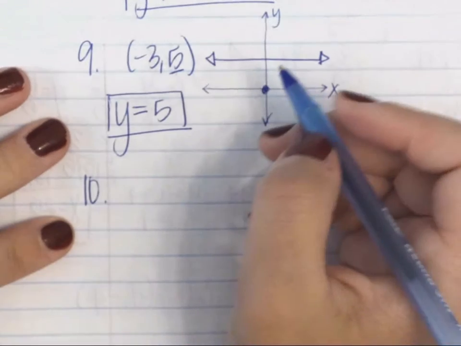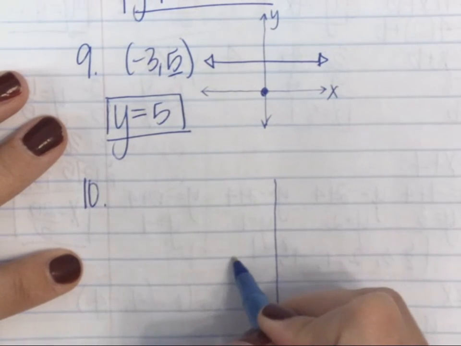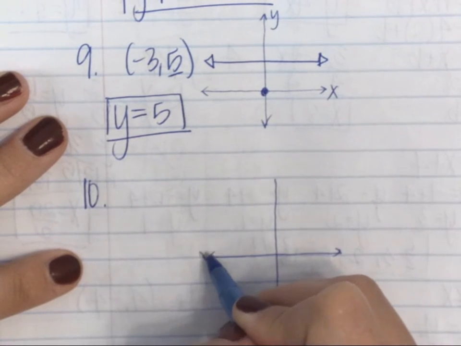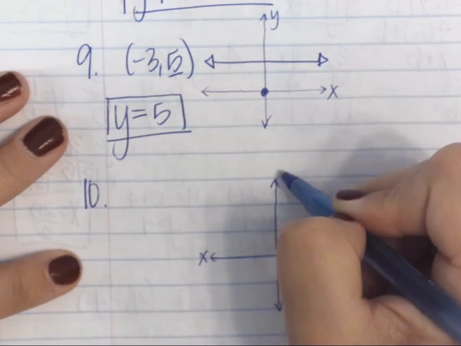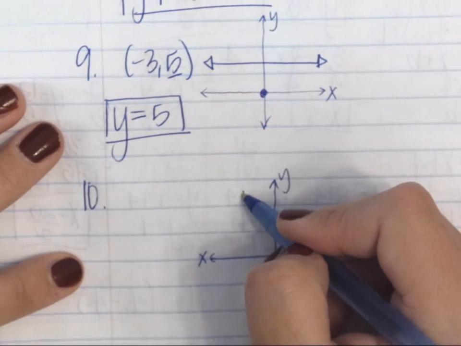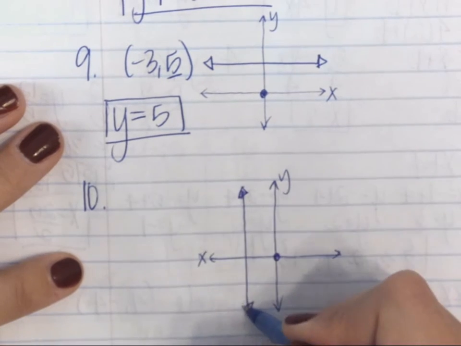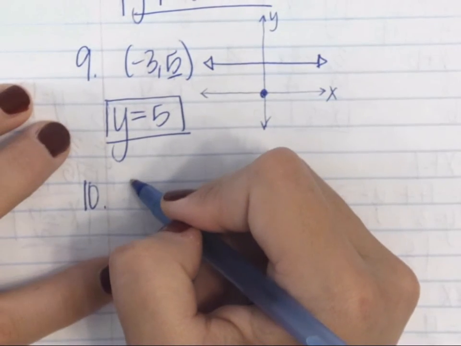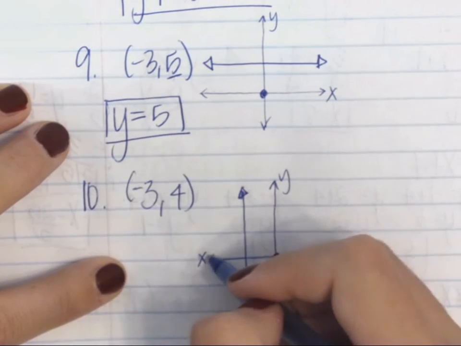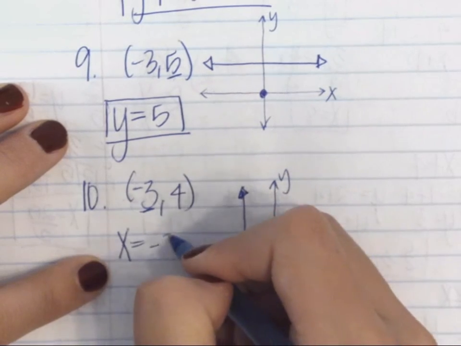Number 10, we want to write an equation for a vertical line. So I'm going to sketch a graph again. So here's my x-axis, here's my y-axis, here's my origin. I have a vertical line, and that vertical line goes through the x-axis. So here's my ordered pair, (-3, 4). A vertical line goes through the x-axis, so the equation is x equals whatever the x value is.